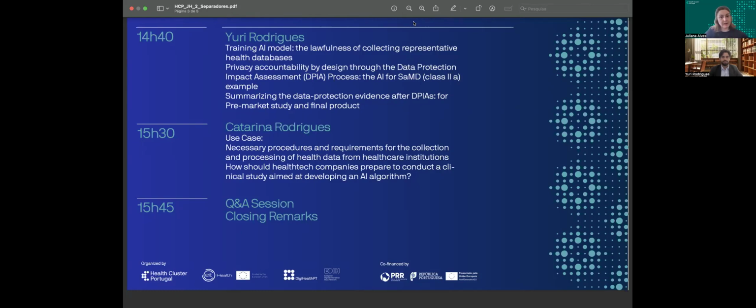In the second part, we will have Catarina presenting a use case focusing on the measures and requirements for using health data from healthcare institutions, and how health tech companies should prepare to do a clinical study when they are developing an artificial intelligence algorithm.